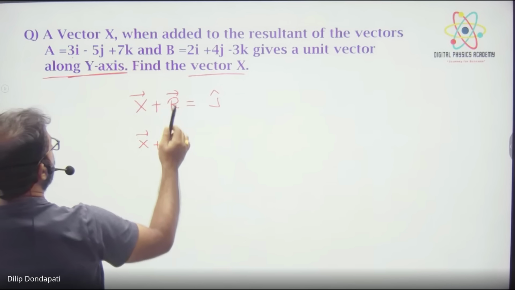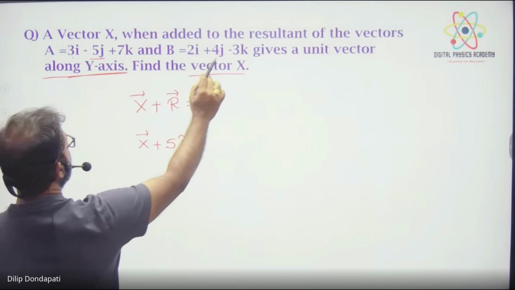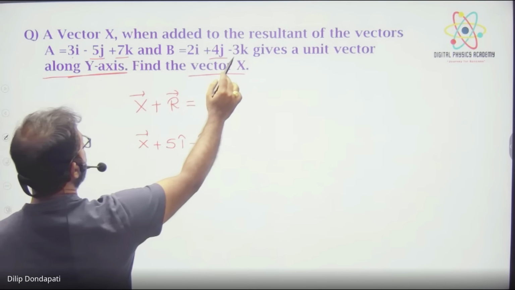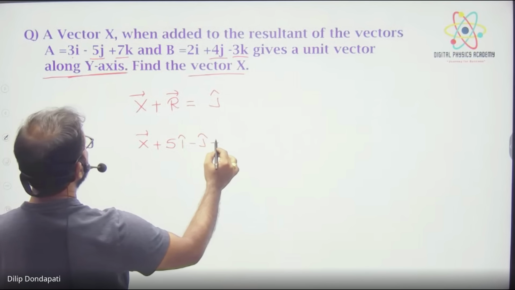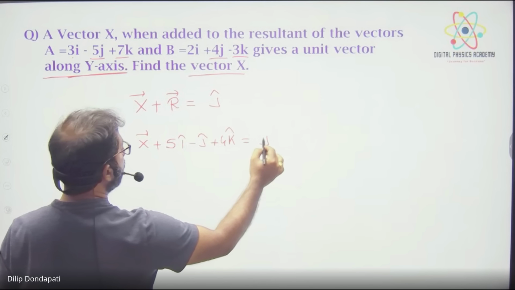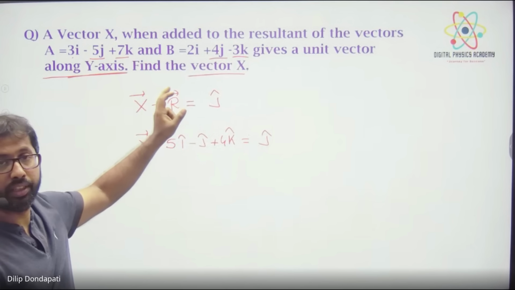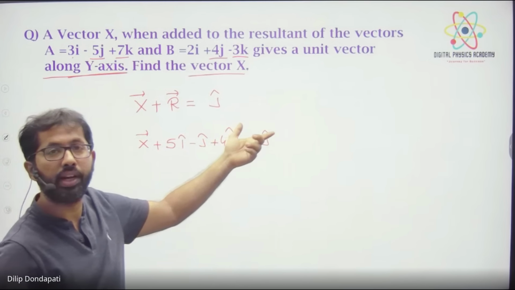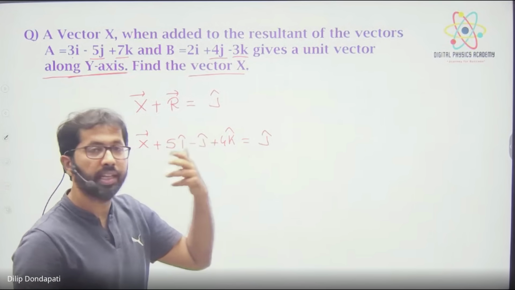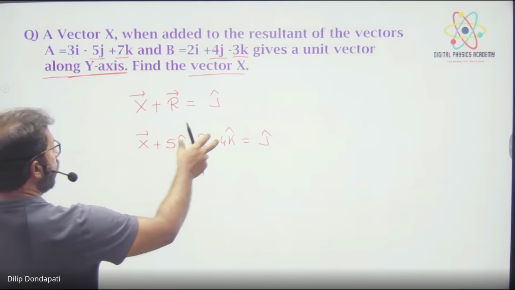3 plus 2 is 5i, minus 5j plus 4j, so minus j, plus 7k minus 3k plus 4k, is equal to j cap. It gives a unit vector along the y direction. Gives means equal to; the y direction unit vector is j cap. He is indirectly making linear equations: this one is equal to this one. He is telling us to find x. Now bring all to this side.